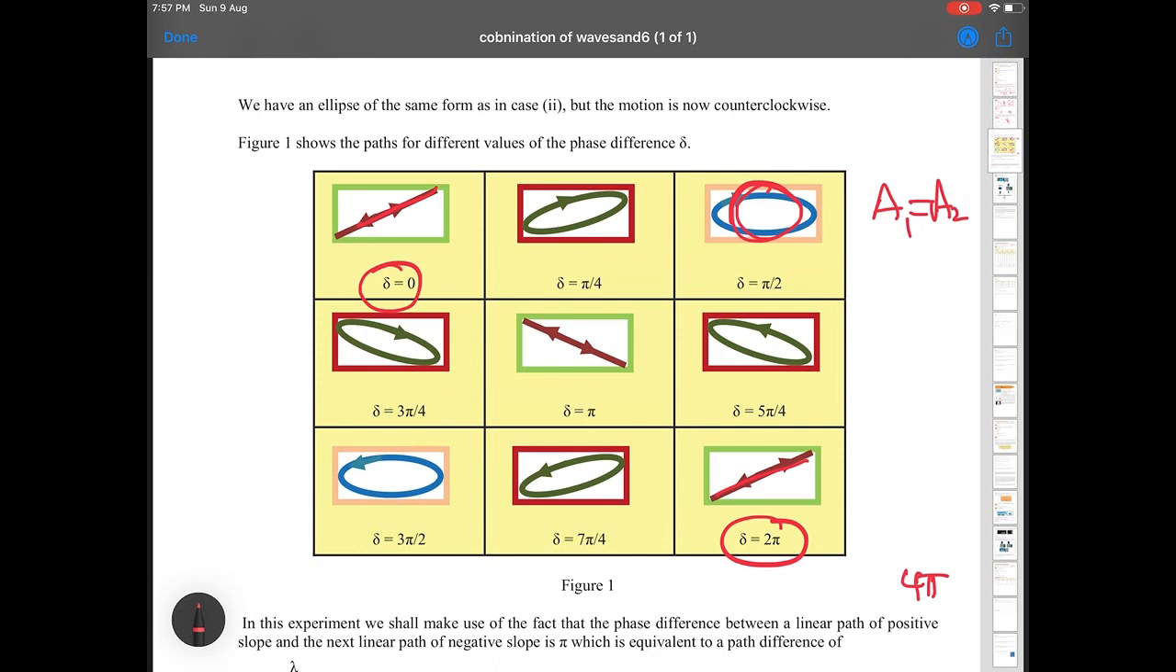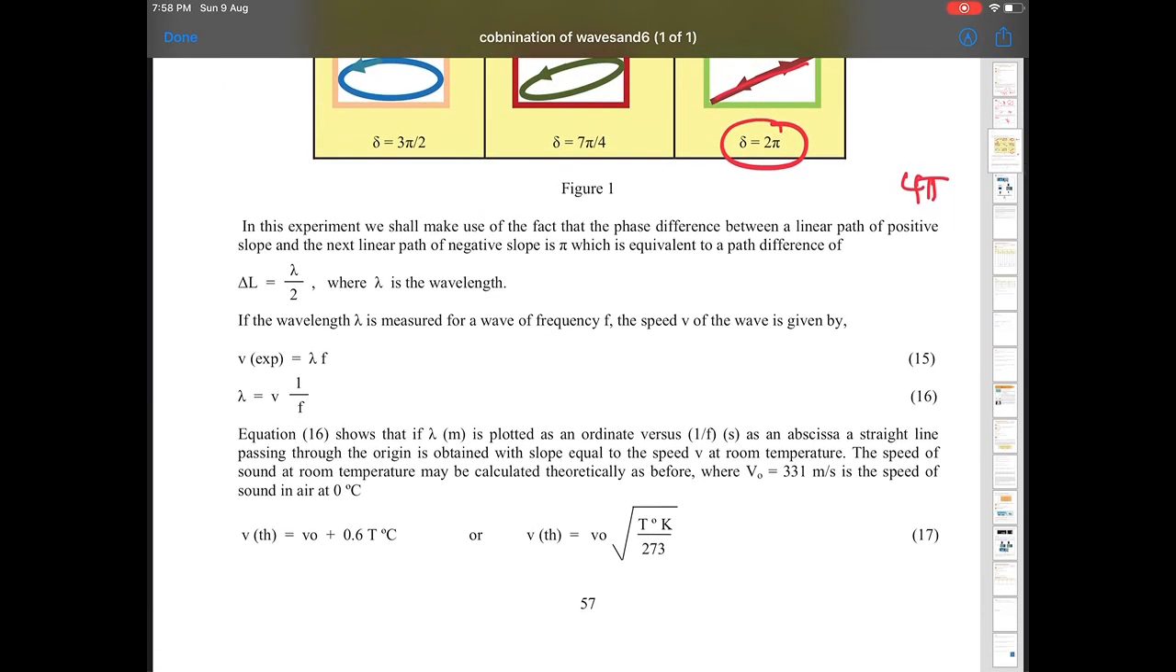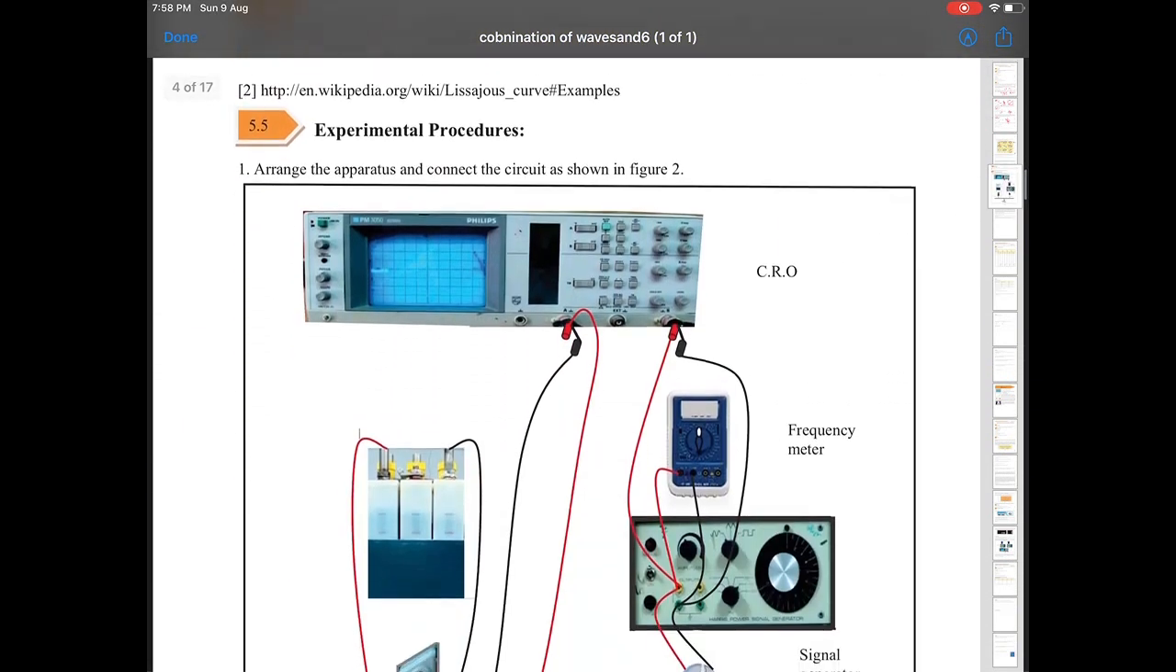And let's look at the waveform which we are going to get through the CRO. So you understand the theory behind this now, right? So this is the positive slope. This is the negative slope when the path difference is 180 degree. Now in this experiment, we are going to combine these two waves, and we are going to see the output through the CRO, right? Now look at the experimental part.